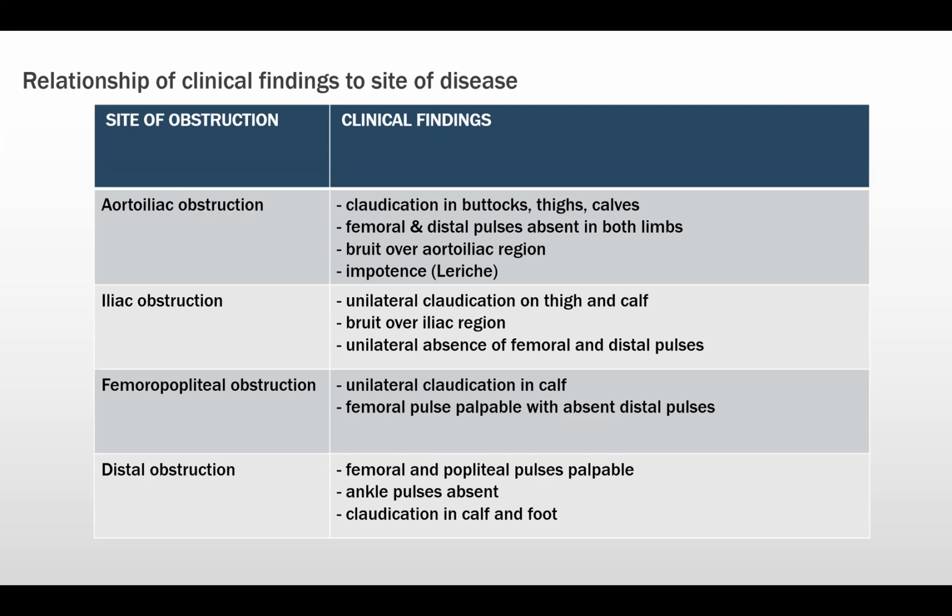From the clinical findings, we can correlate with the site of obstruction. When there is claudication in the buttocks, thighs, and calves, the femoral and distal pulses will be absent in both limbs, we can hear a bruit over the aortoiliac region, and there is associated impotence, which is commonly known as Leriche syndrome. The site of obstruction will be aortoiliac.